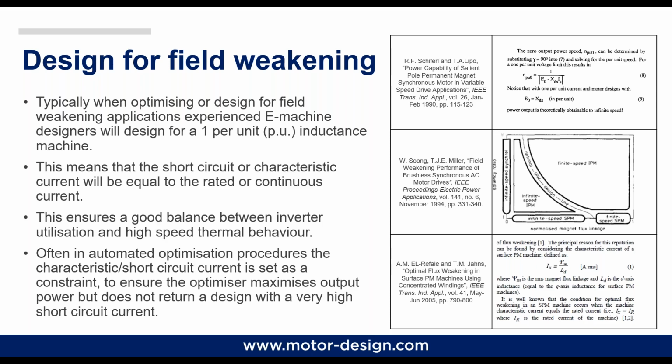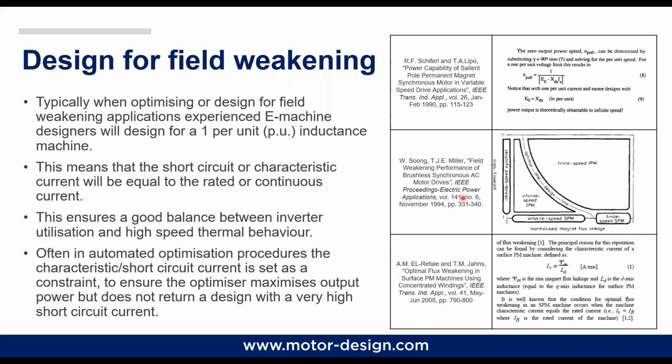And we're going to design a so-called 1 per unit inductance machine. For a very long time, it has been considered as a design rule, or let me say, as the design rule. That means that when we design our machines, we aim for a short circuit current equal to the rated current or to the continuous current. This is what I mean when I say 1 per unit machine.